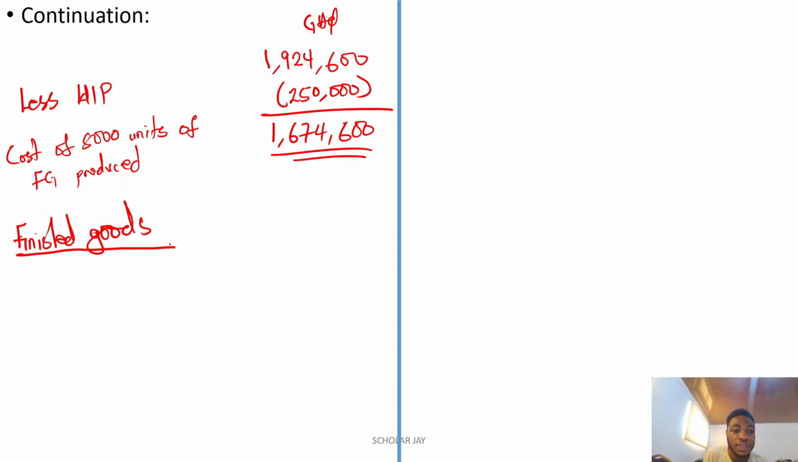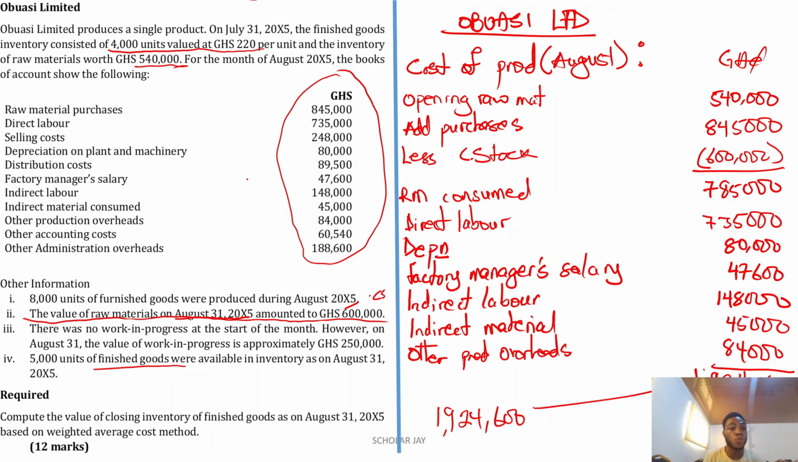They mentioned that they are valuing the inventory using weighted average cost method. So first of all, let's look at the opening finished goods. The opening finished goods, okay? Let's look at the opening finished goods. So let's look at units, right? And let's look at the value. So the opening finished goods, look at the preamble.